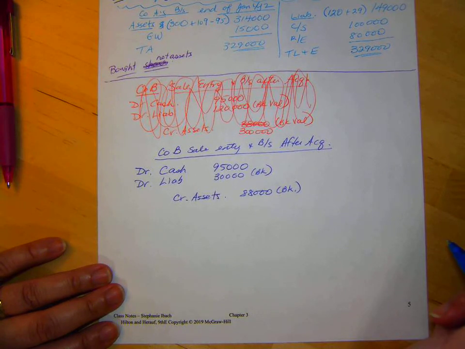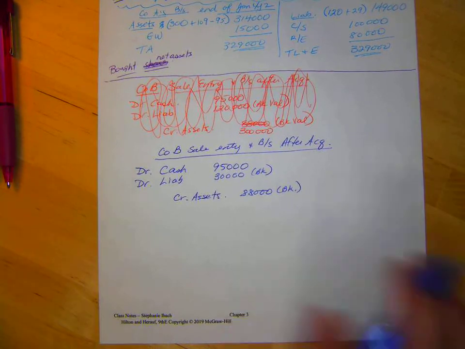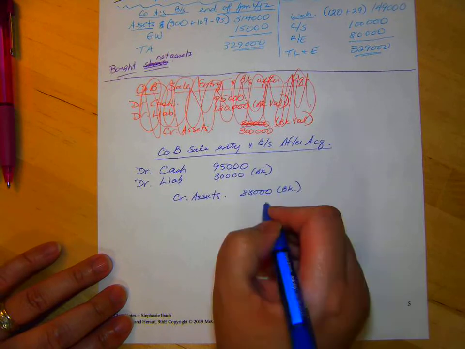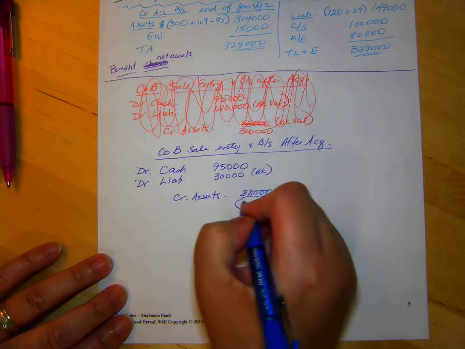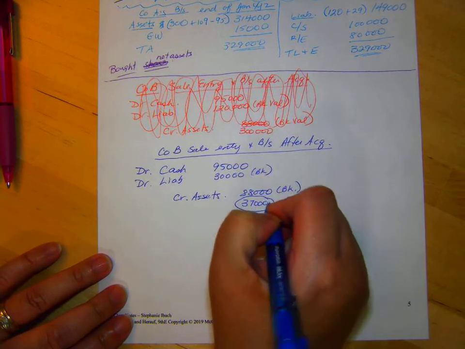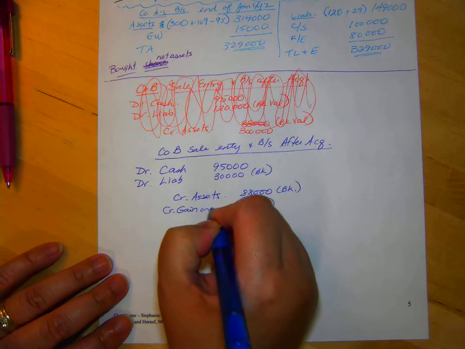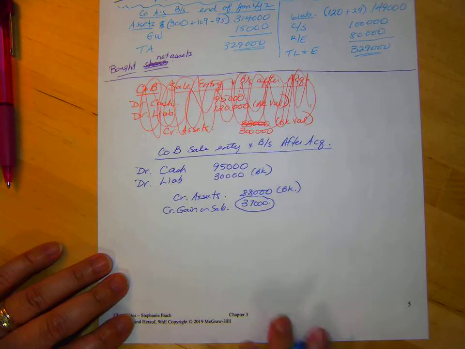Okay, that doesn't balance. So what do we do when we sell assets and it doesn't balance like it usually doesn't? It's a gain or a loss. So if we add these up, this is bigger than this by 37,000, and therefore it is a gain on sale.